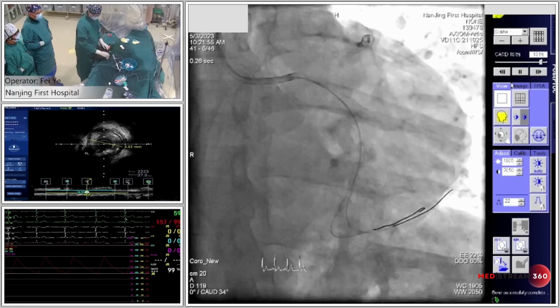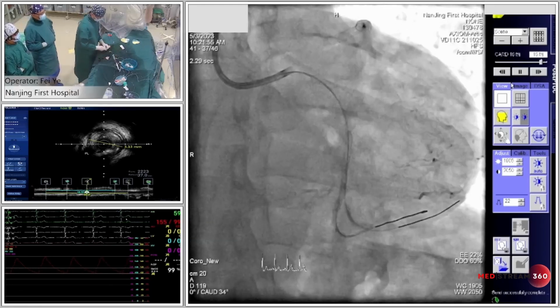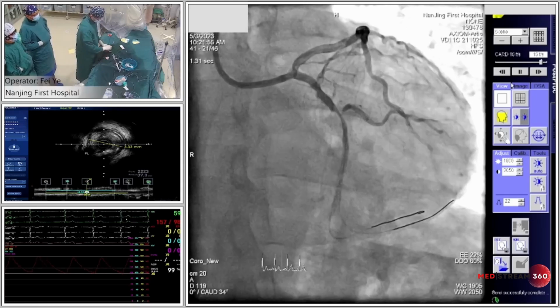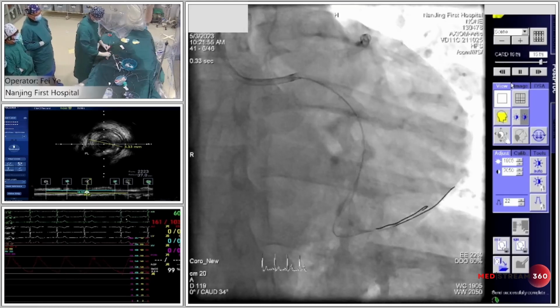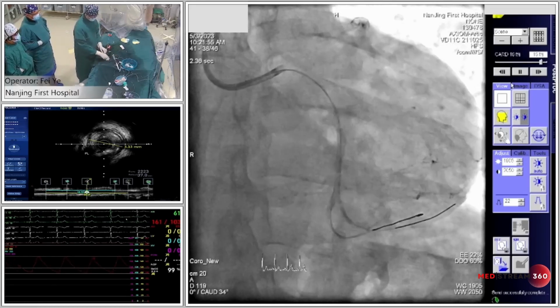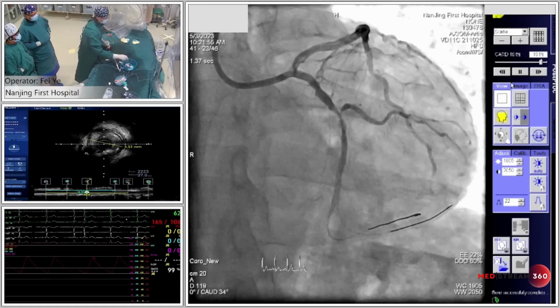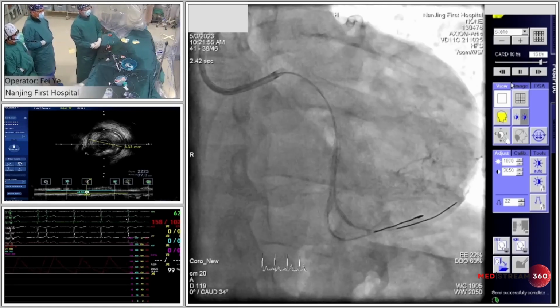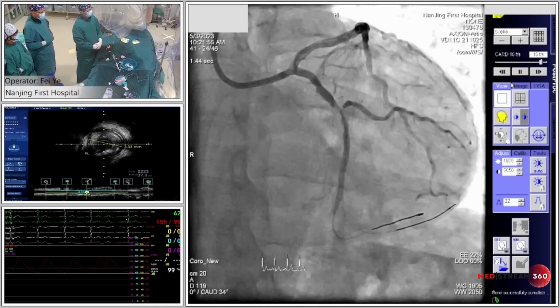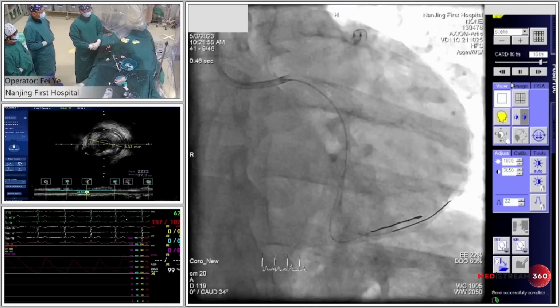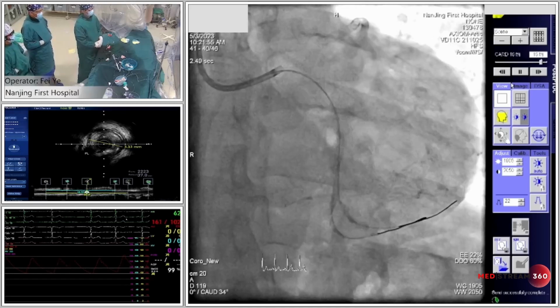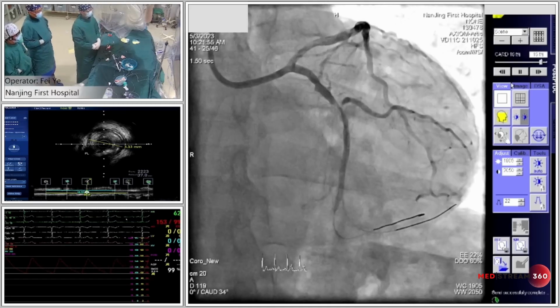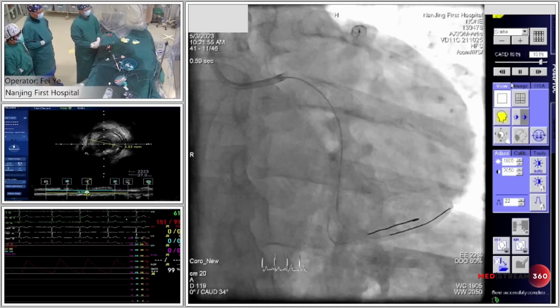Very difficult to access, very wide angle, and also severe narrowing at the bifurcation site. So I think for this scenario, first we should successfully wire the OM1. Routinely, for this very wide angle, we will use a dual lumen catheter to facilitate the wiring. And also the wire shape of the angle is very, very important.